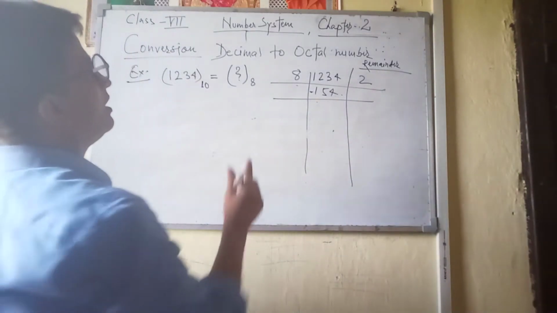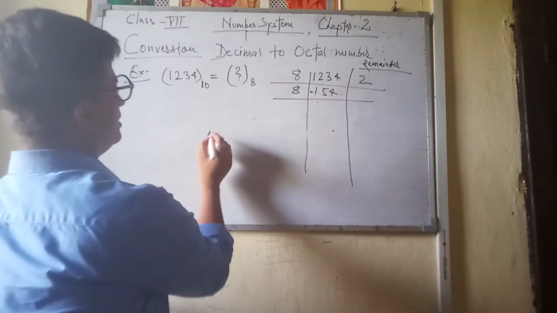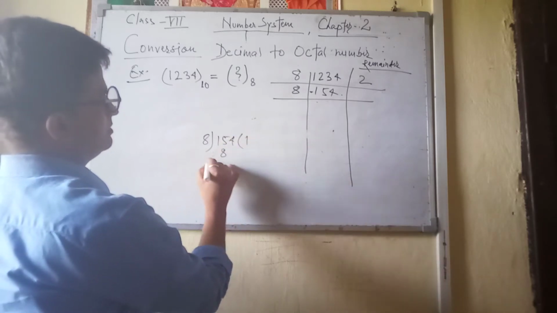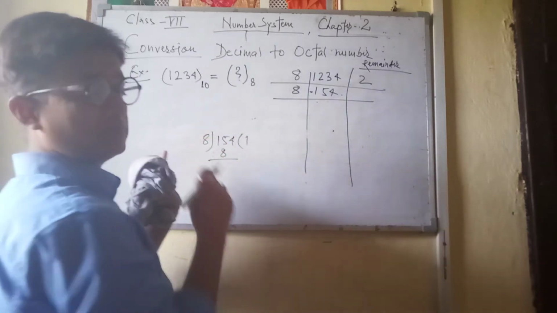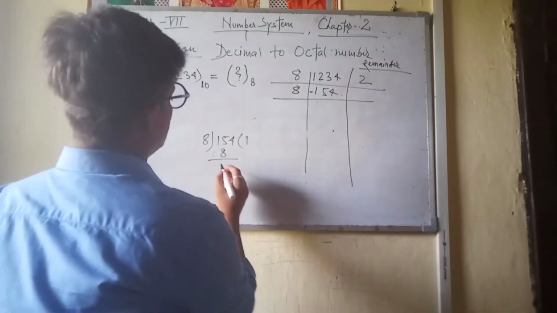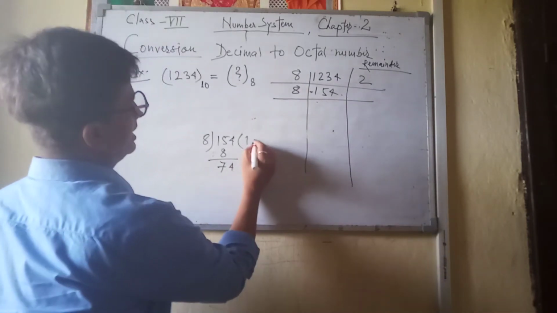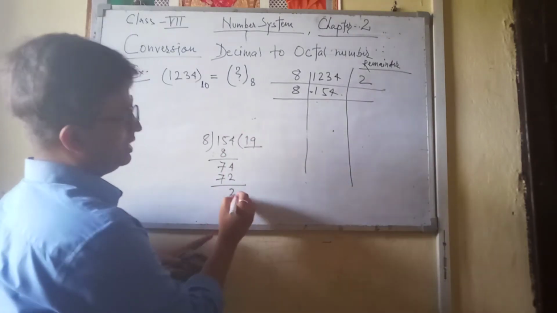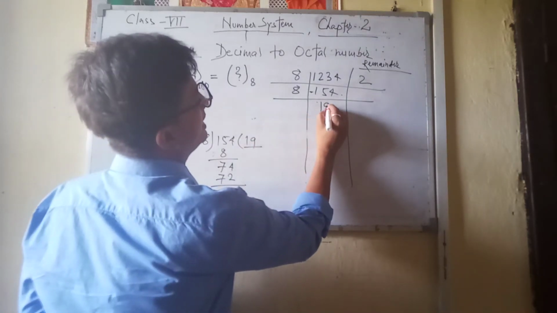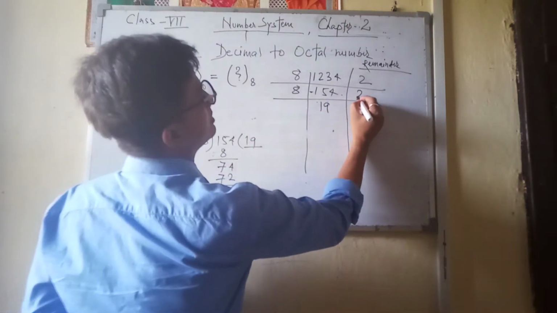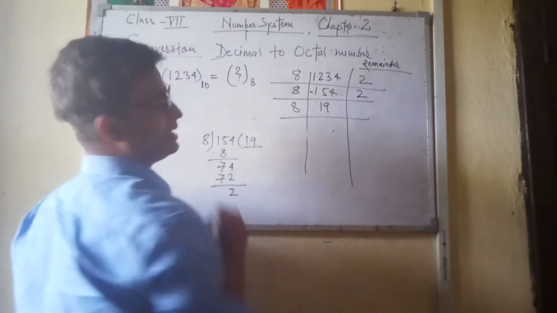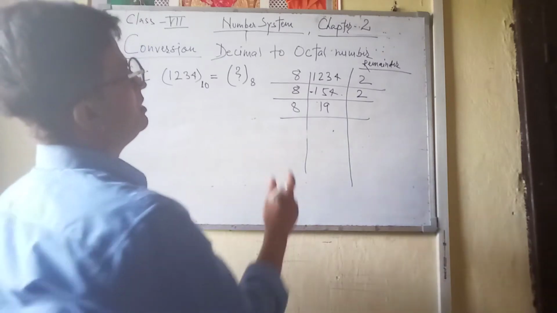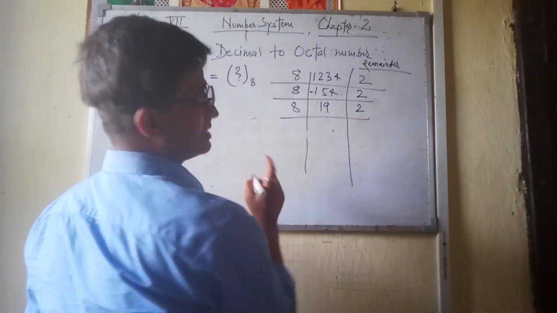Clear? Now again divide it by 8. 154: 8 ones are 8. 8 twos are 16, so we can't multiply it by 2. Here we got 74. 8 nines are 72. But the remainder we got is 2 and the quotient 19. So we will put 19 here and the remainder here. Again you have to divide by 8.